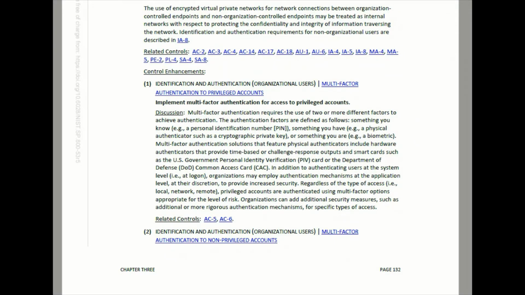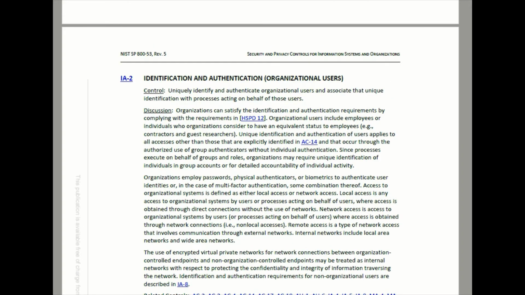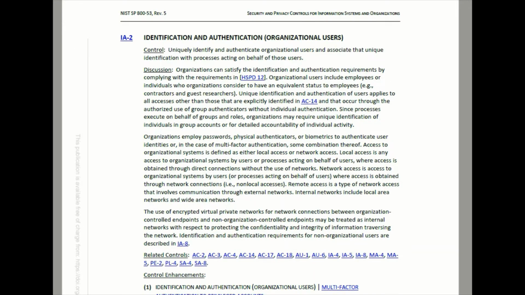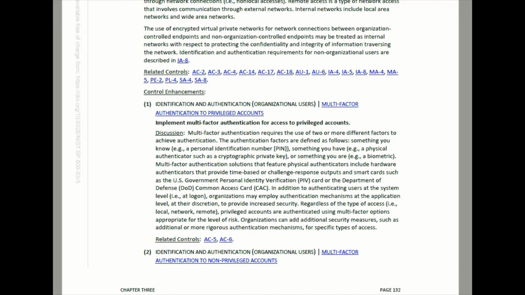So NIST 800-53 revision 5 has the IA-2, or IA2, if you will, and this control talks about multi-factor authentication. Okay, so we're looking specifically at enhancement 1.